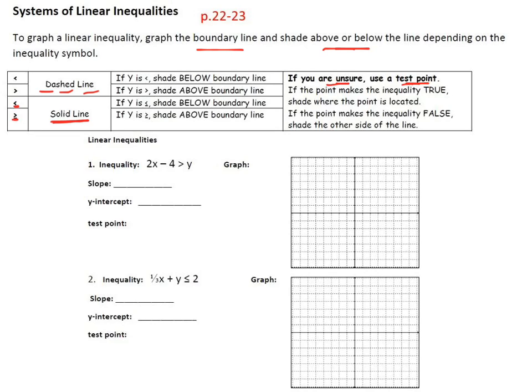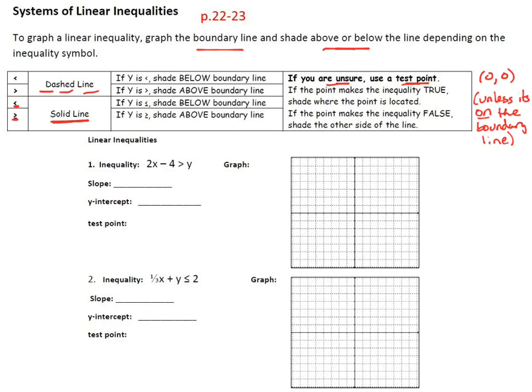And a good test point to use is 0, 0 unless it's on the boundary line. It's just very easy to substitute in 0 for both x and y and simplify. But if it's on the boundary line, then we need to pick another point. I like picking points that are nice, small, easy to work with when I check.